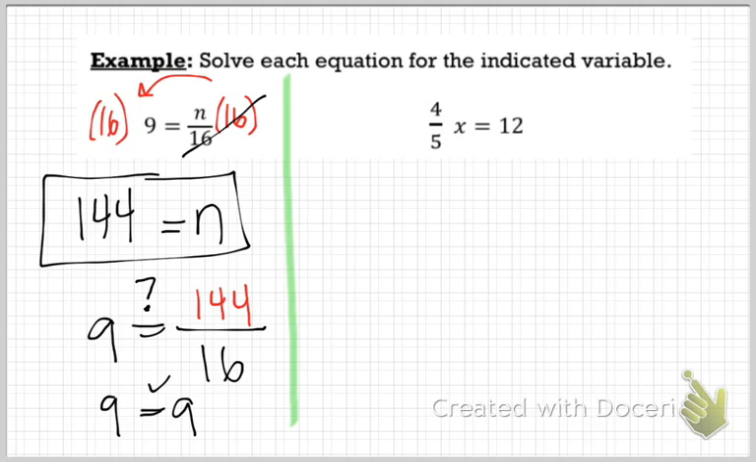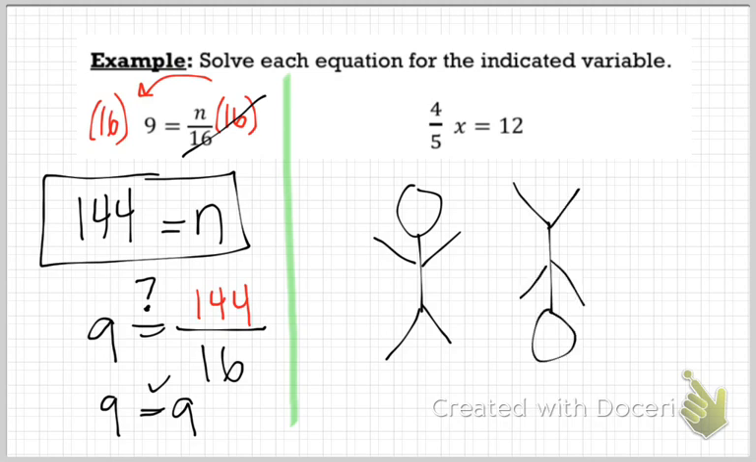This method is called using the reciprocal. You have to be very careful with this method. Reciprocal means, pretend you have a man or woman doing a jumping jack. What we're going to do is flip this person so everything is the same, upside down. So that is what we're going to do to the fraction. That is called the reciprocal.